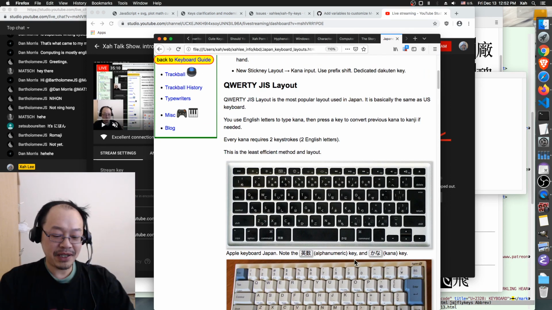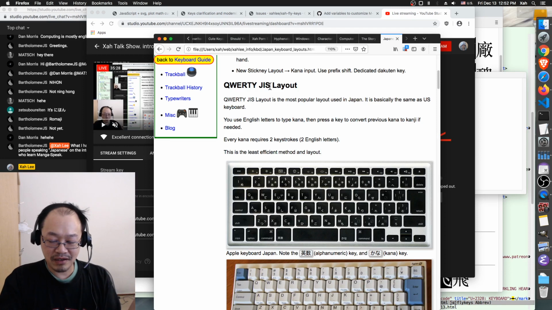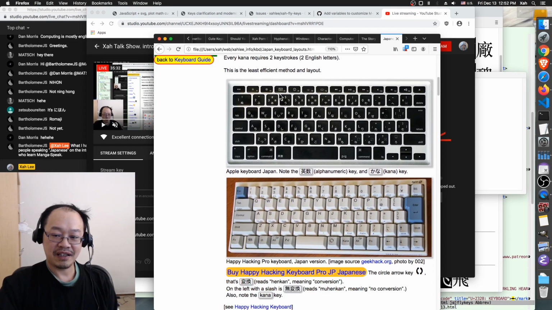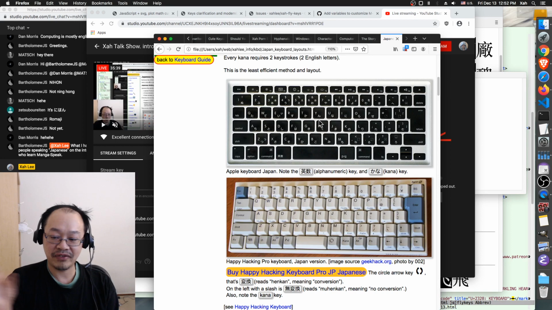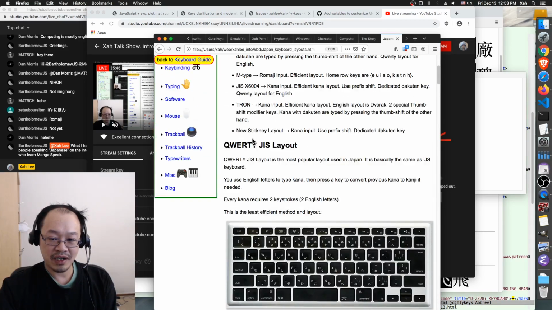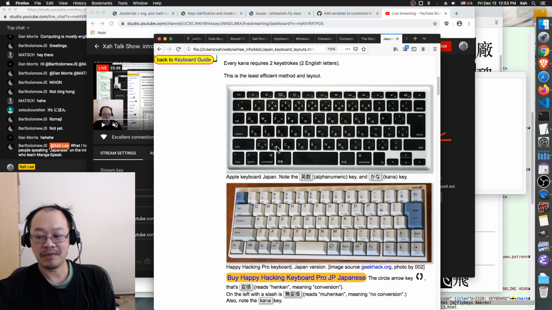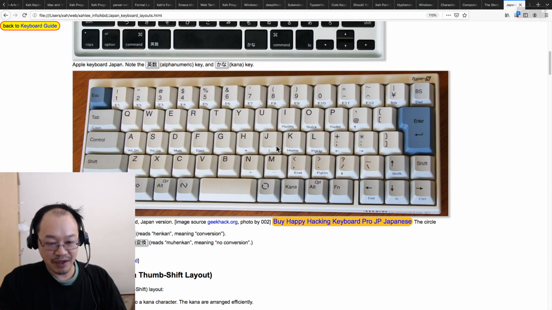So, Japanese keyboard layout. First of all, they have what is called QWERTY JIS. JIS stands for Japanese Industrial Standard. The QWERTY JIS layout is the standard name for basically the US QWERTY layout. This is what Japanese use most of the time. Like 99% of Japanese people use this input system. It is exactly the same as a US keyboard, no difference at all. So you just use whatever keyboard you are using, on Mac, Windows, or Linux, just a US keyboard.